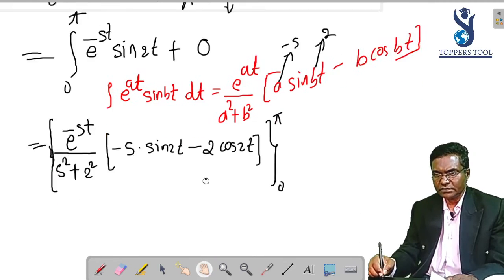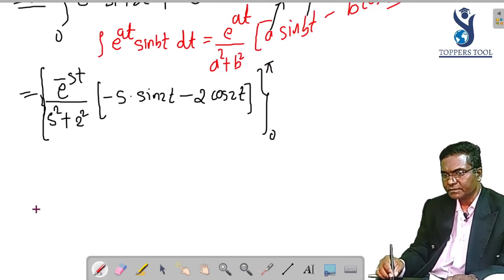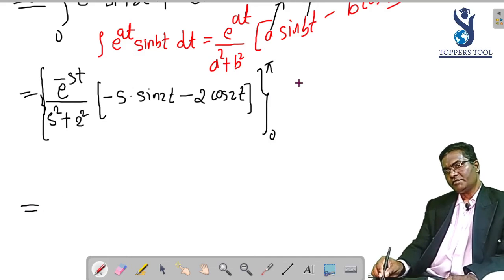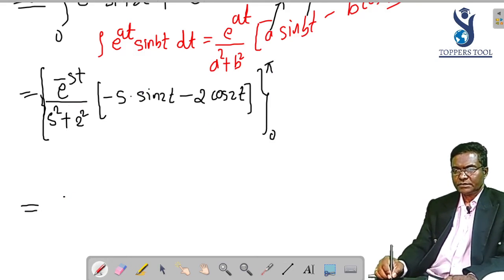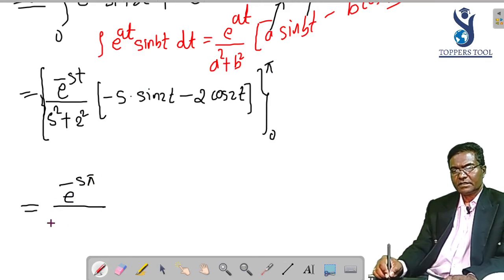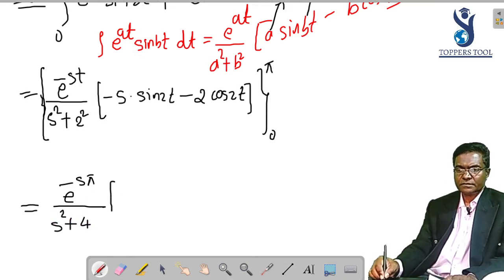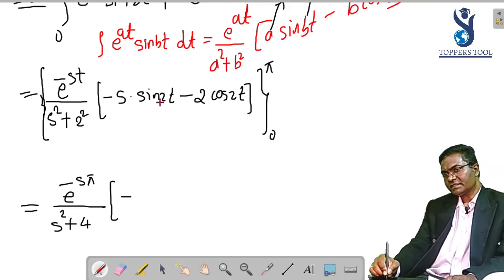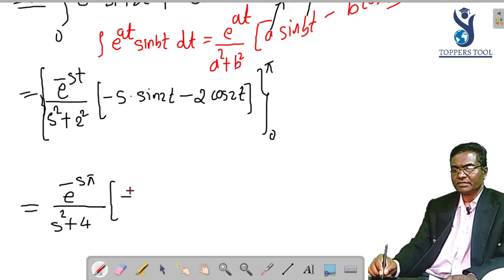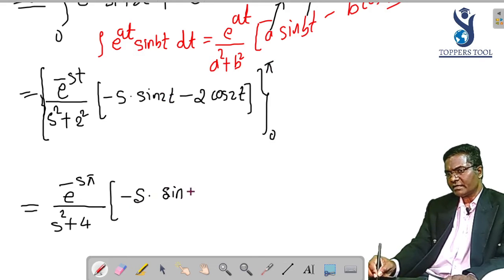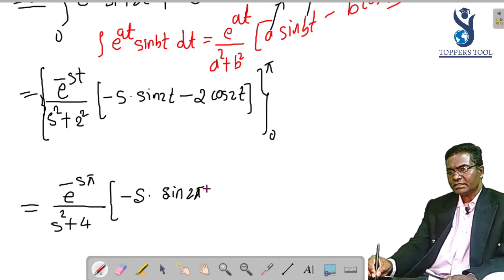Okay, now substitute the limits. If we substitute pi, e power minus s pi, or pi s by s square plus 2 square, which is 4, you can write minus s. If you put sine t as pi, sine 2 pi becomes 0. Okay, better I write, and next I will carry this: sine 2 pi minus 2 cos 2 pi.